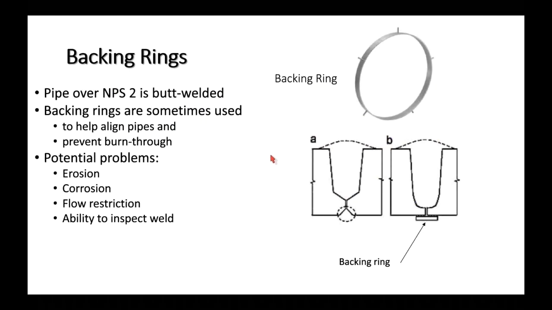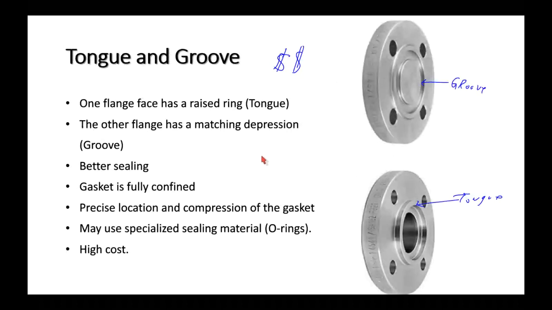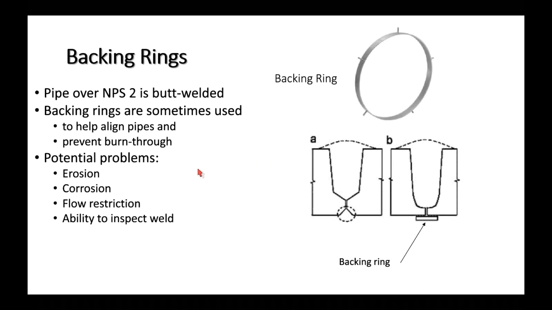So that's it for flanges. Now we're going to go on to backing rings. I thought I had another slide in there somewhere, but nah. Backing rings. So if I'm going to be welding a pipe, I have plain-ended pipe, and there's my weld.